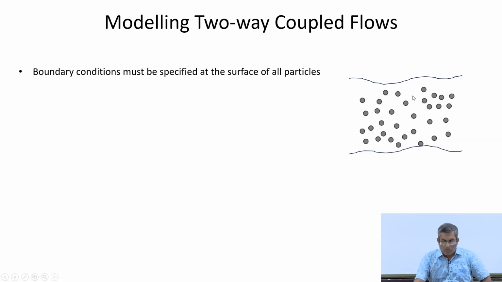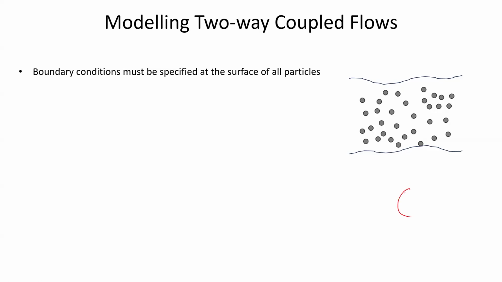We need to, how do we solve this? By considering the boundary conditions. So, we need to consider the boundary conditions at the surface of all particles. For instance, let us say instead of so many particles, there is only say one cylinder. This problem we have done in the past, right? So, there is flow and there is one cylinder here.